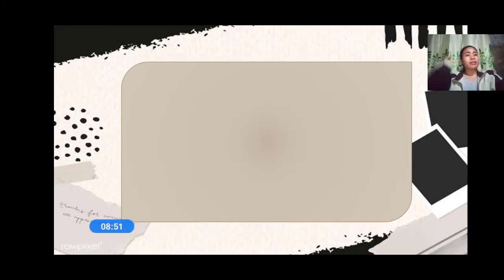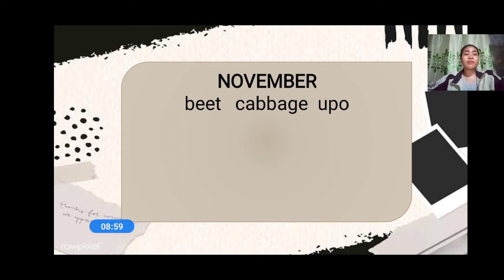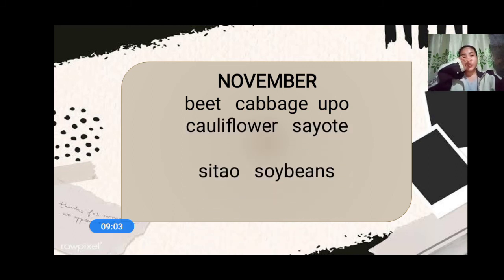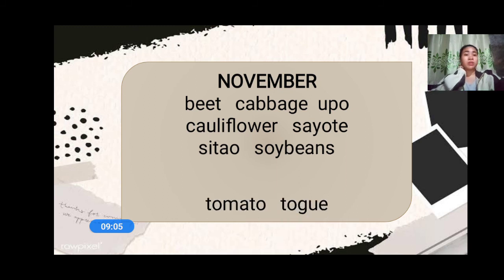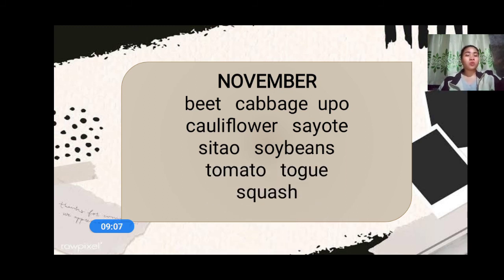Okay, and then we have the month of November. Okay, so these are the vegetables that can be planted during the month of November. We have the beet, cabbage, upo, cauliflower, sayote, sitaw, soybeans, tomato, toge, and squash. So those are the vegetables that can be planted during the month of November.